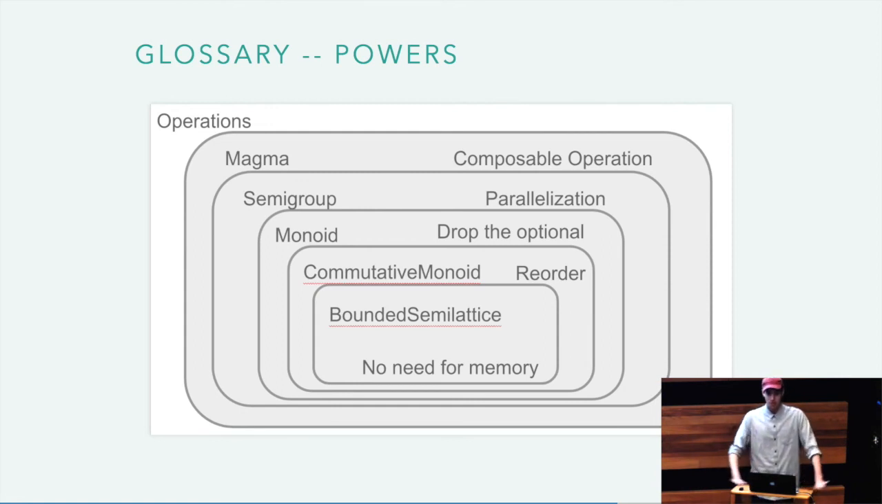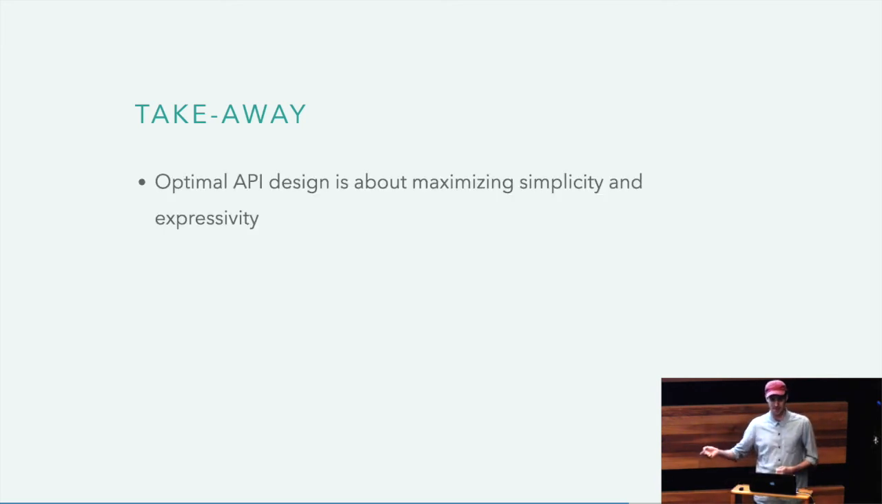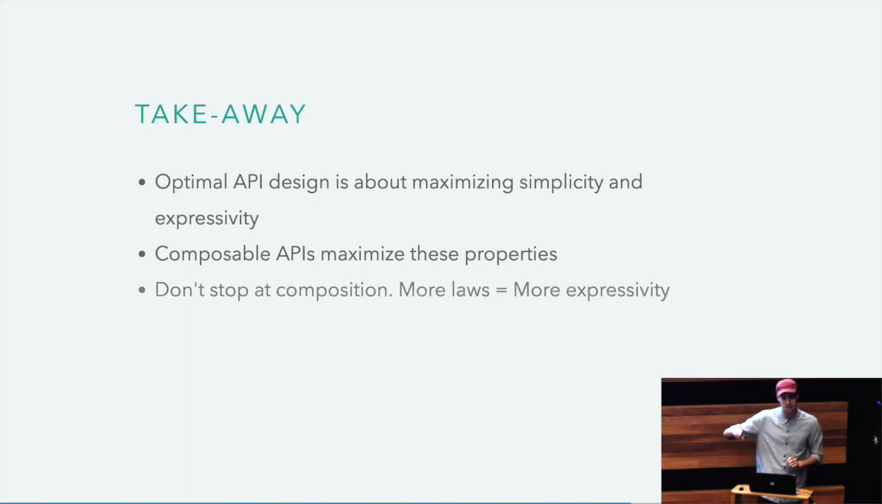So what should you take away? Sorry that I spoke very fast. I had a lot to get through. Optimal API design is about maximizing simplicity and expressivity. All right? Composable APIs maximize these properties. Right? You shouldn't stop at composition because more laws give you more expressive power without increasing complexity, right? Because I'm measuring complexity as what the public interface of your library exposes. And if we're in a universe where all of us can talk about these algebraic structures, monoid, semigroup, whatever, and understand it, then that doesn't increase complexity when we add these law conformances, okay?